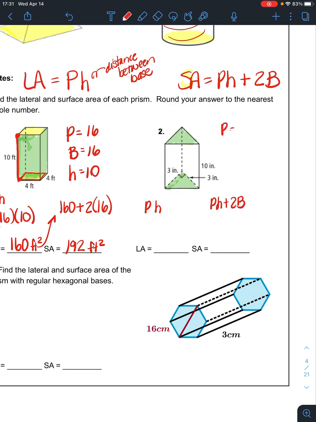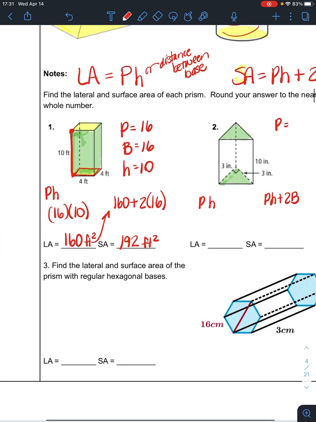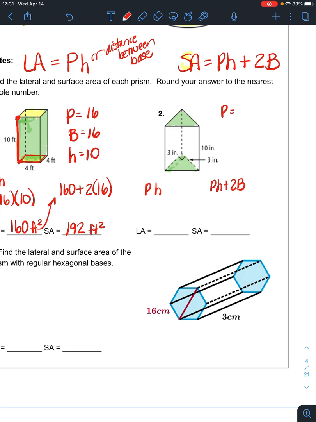That means I need the perimeter of the base. Well, it says round your answers to the nearest whole number, right? So that'll be easy enough. So I need to use the Pythagorean theorem so that I can find the perimeter of the base. So I take a break for a second, come over here, 3 squared plus 3 squared. And since it says that we can round, I can do 9 plus 9 and get the square root of 18. And so this side is 4.2. So I'll round it at the very end, but right now my perimeter is 3 plus 3 plus 4.2, so my perimeter is 10.2.